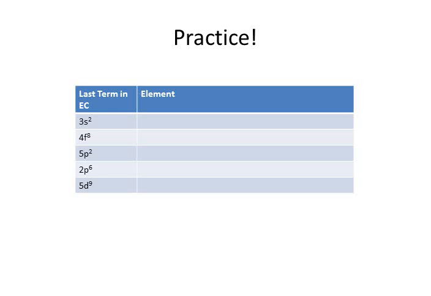For your practice, I have given you some last terms, and I want you to figure out what the element is based off of the last term. So I have 3s2. I need to go to the 3rd energy level, or the third period, to the S block and over 2 elements. Pause the video. All right, so let's see how you did.